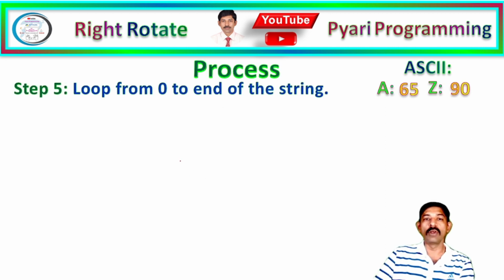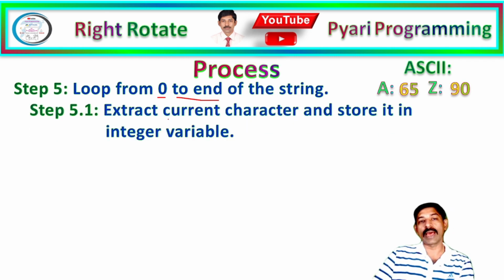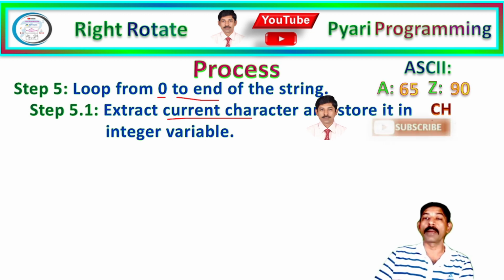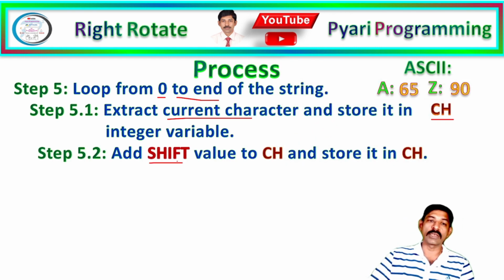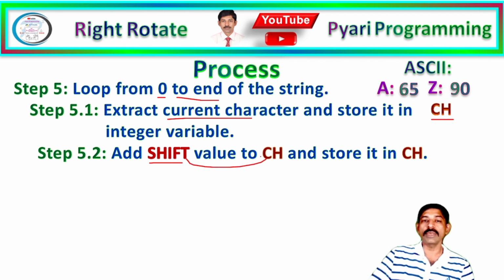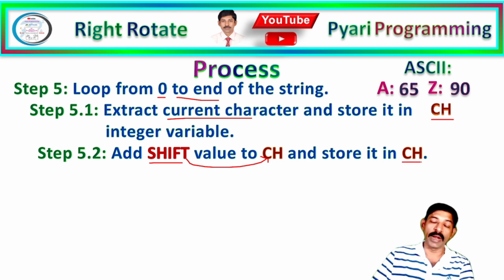So that's why I will loop from 0 to the end of the string. After looping, I will extract a character, which is my current character, and store it in an integer variable. Why am I storing it in an integer variable? While writing, I will tell you. I have stored how many characters to shift in a variable called shift. I will add this shift value to the current character, which is my CH, and store the final result in CH.